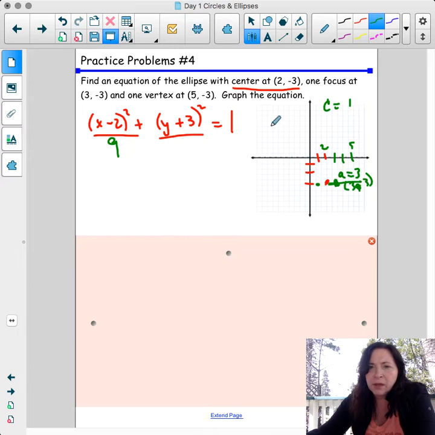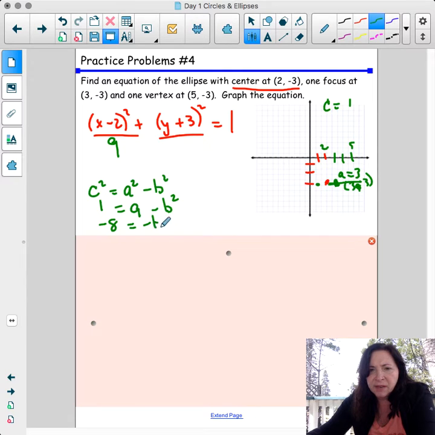Now, we know that c squared is equal to a squared minus b squared. c was 1, so we have 1 is equal to a squared, which is 9, minus b squared. That means negative 8 is equal to negative b squared. So b squared is equal to 8, and underneath my y-axis, I have 8.